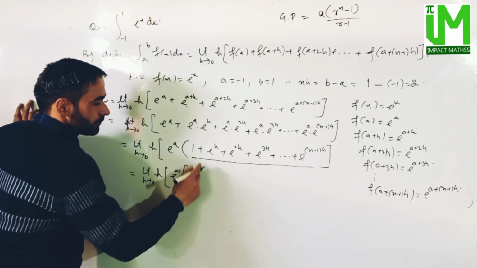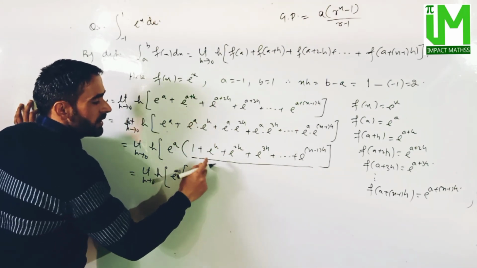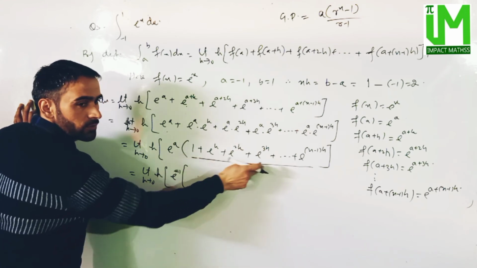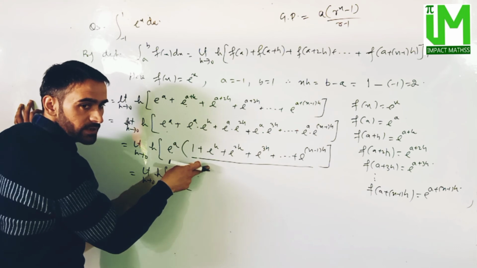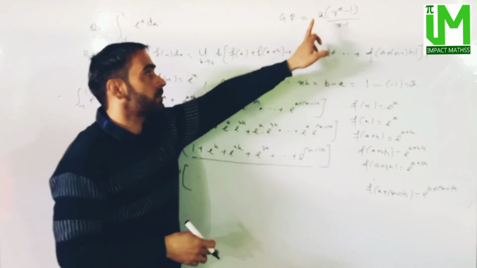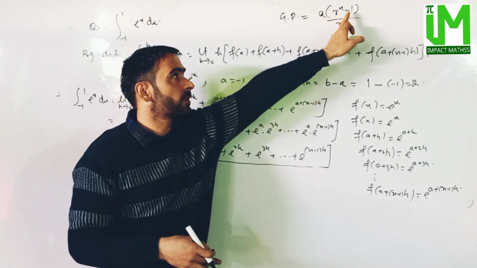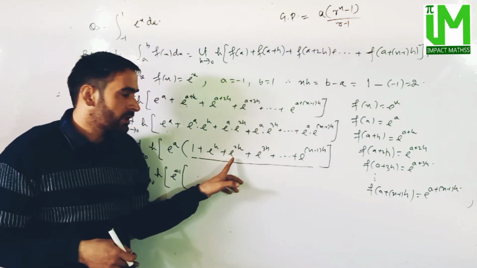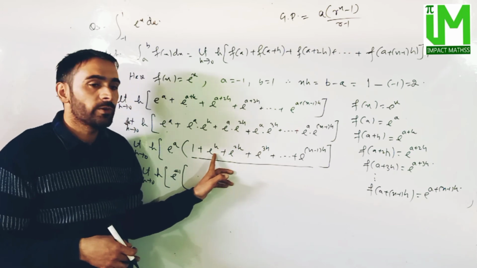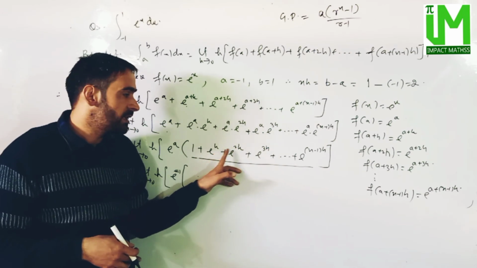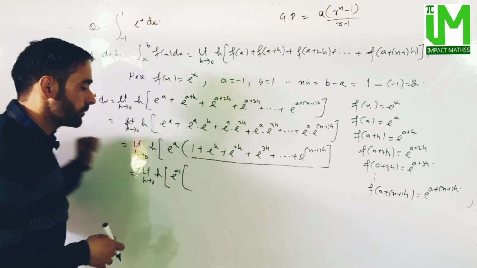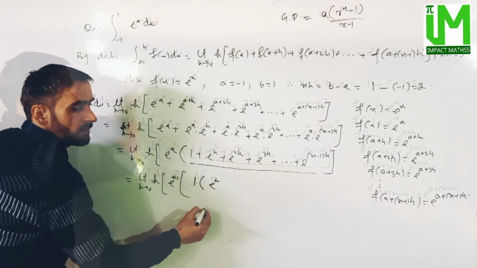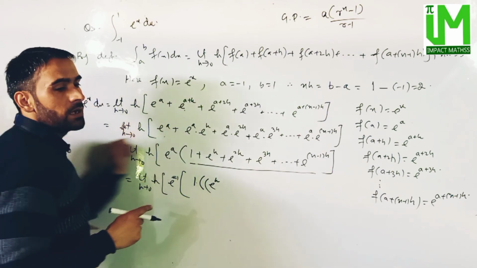So a का वैल्यू, a क्या है? फर्स्ट टर्म है 1. ठीक है. ये दिस इज द जियोमेट्रिक सीरीज का सम S बराबर a into r raised to power n minus 1 divided by r minus 1. कॉमन रेशो e raised to power h as the common ratio. So it will be 1 into e raised to power h raised to power n.